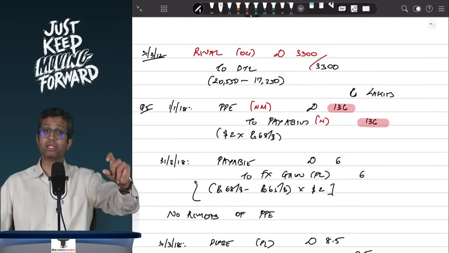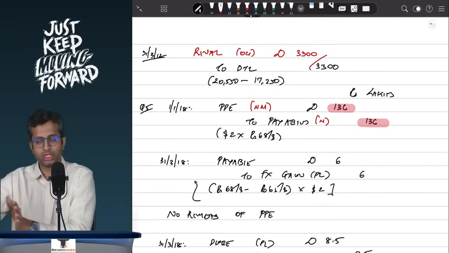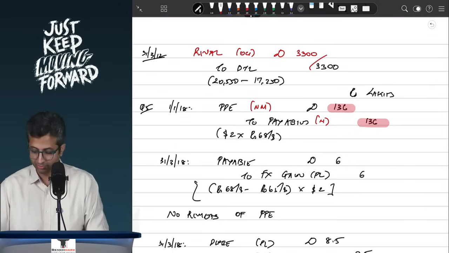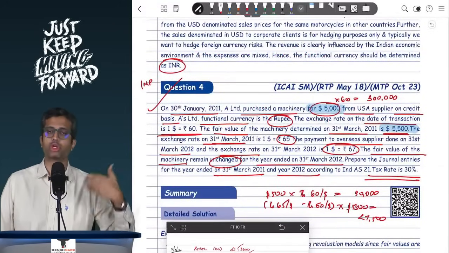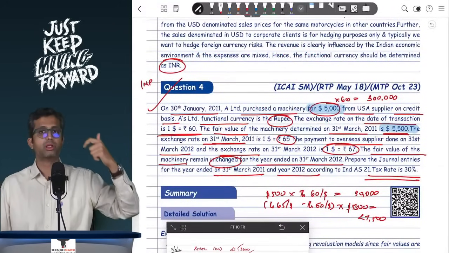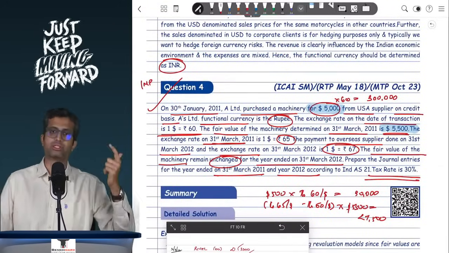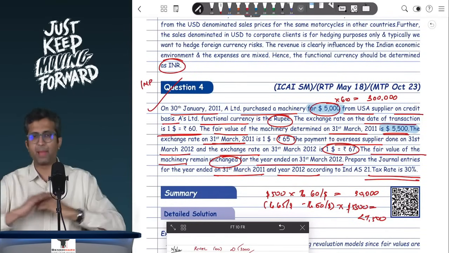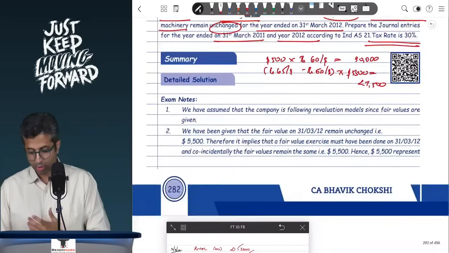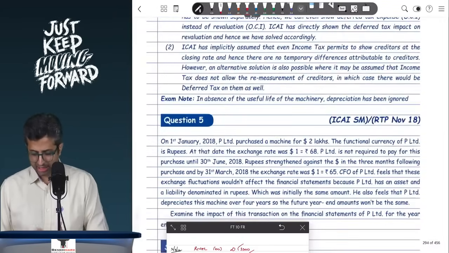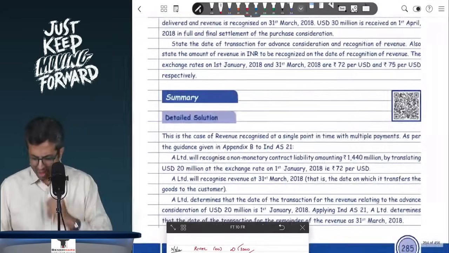Why? Because this is again due to the difference of 11,000 in the current year which has happened in the revaluation. So this is one of the best questions in this chapter because a lot of standards, PPE standard, foreign exchange standard, deferred tax standard, absolute classic, where the Institute loves asking you, and it has asked you questions like this on multiple lines, and you should be able to solve.